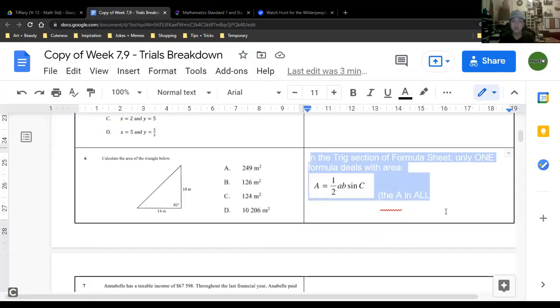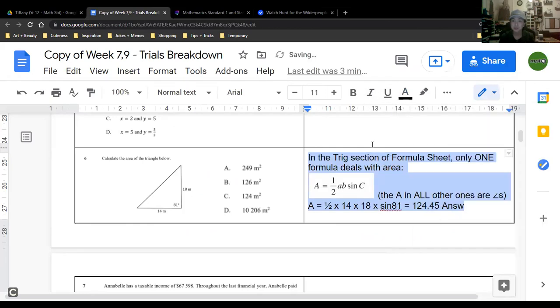All right, here's the working out for this particular one. You can see I like to be very verbose in my explanations. In the trig section, only one formula deals with area, that is that one there. Then you just make the substitutions. The little a and the little b are two sides, and you only get given two sides, so it's very hard to substitute that wrong. The capital C is an angle. Again, all capital letters are angles, and all small letters are sides. So you just make the substitutions and jam it in a calculator.